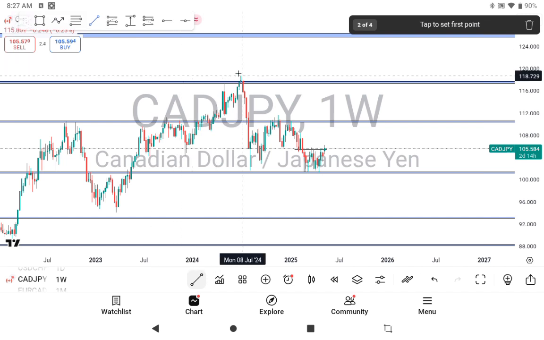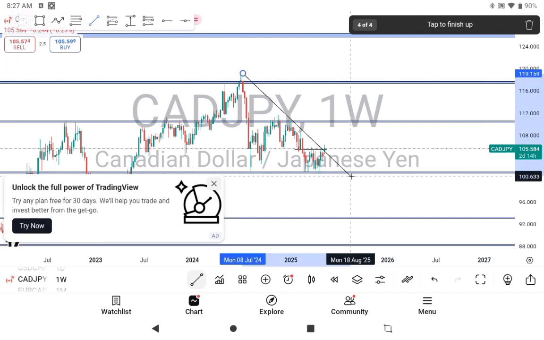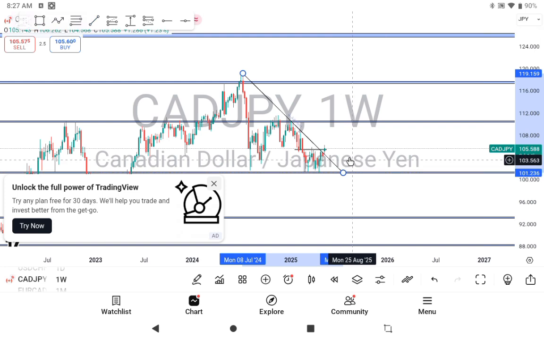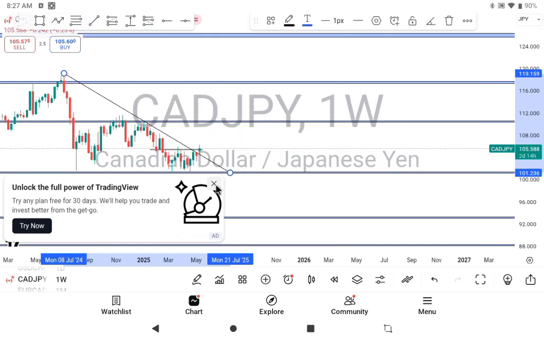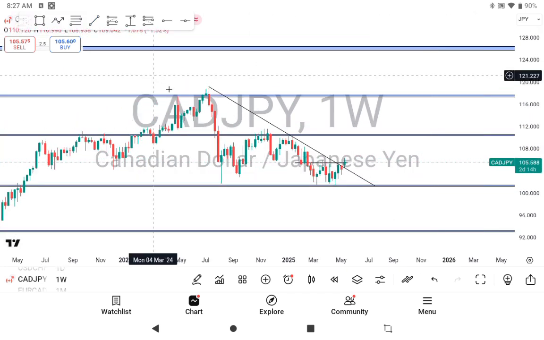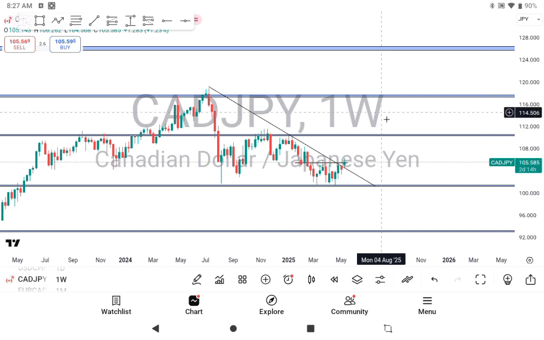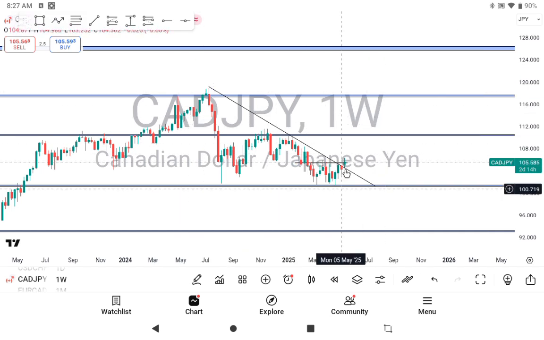If I draw out the central line, we are still on the weekly time frame, and as we can see right here, this is looking like a trend continuation chart, provided that we just have to ensure that price breaks out of this trend line right here and pushes back up. We have the first touch, we have the second touch.